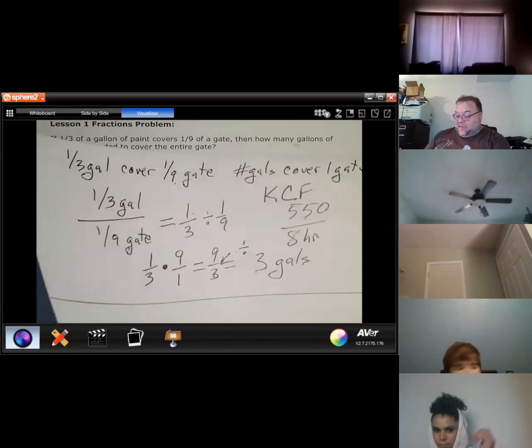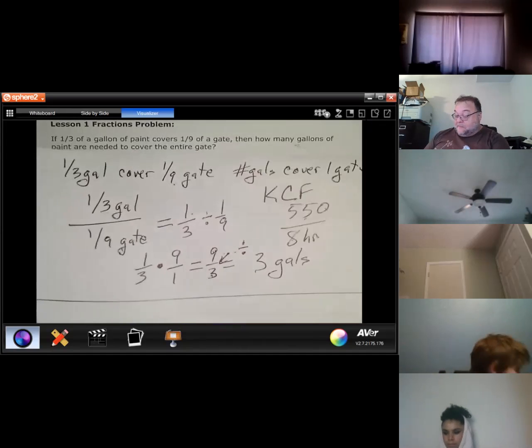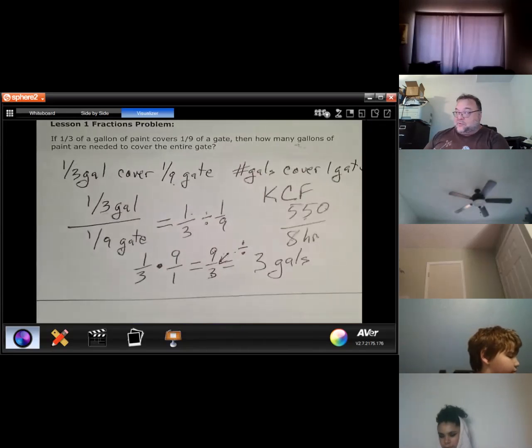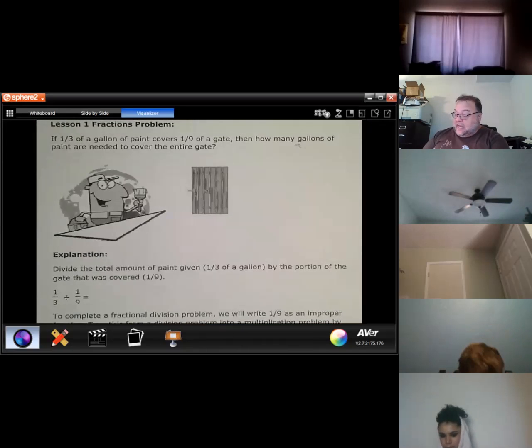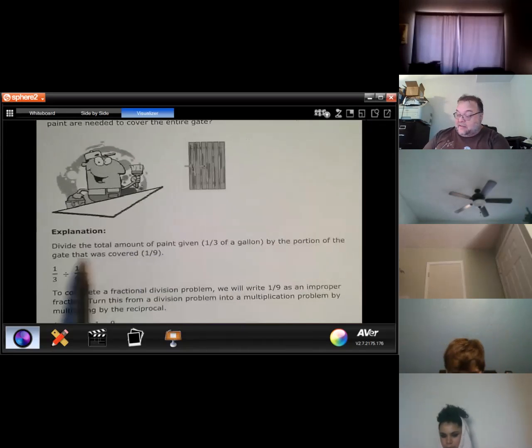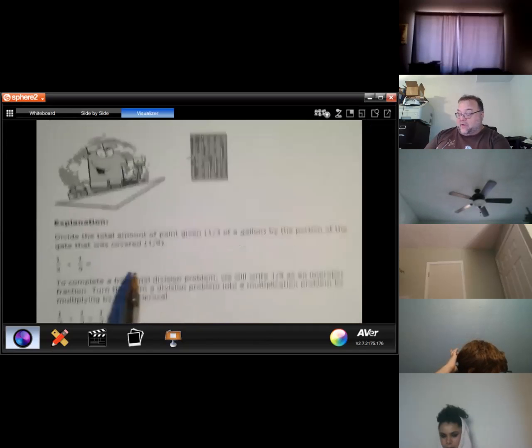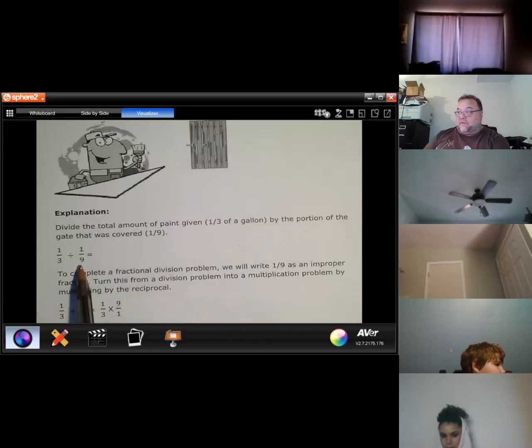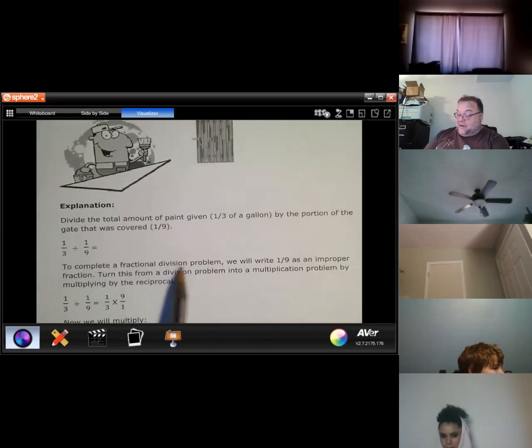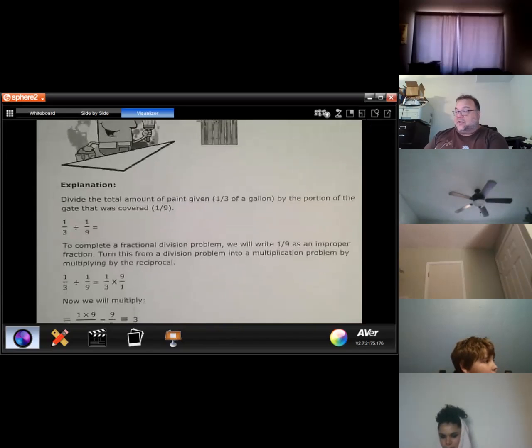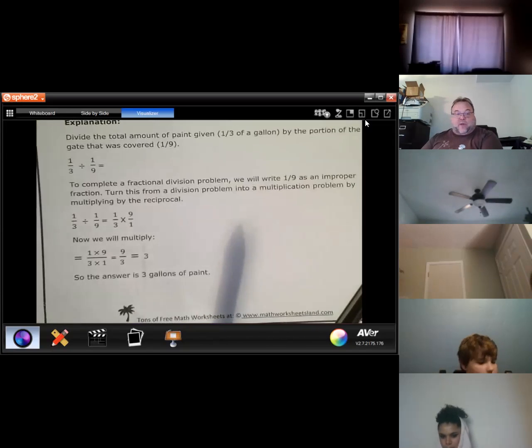Now, let's look at how they solved it, because I think it's always interesting to see how other people look at it. And so here we go. They did it the same way. Divide the total amount of paint by the portion of gate that was covered, right? So they did our 1/3 divided by 1/9. And we're doing a fractional division problem, which means we write 9 as an improper fraction, we flip it over, and we turn the division problem into a multiplication problem by multiplying by the reciprocal. Boom. And so they got the answer exactly the same way we did, didn't they?